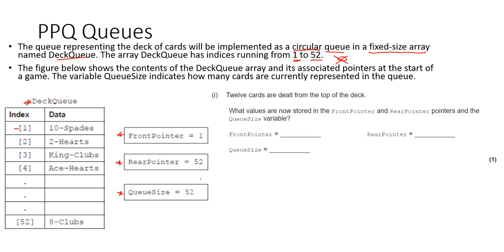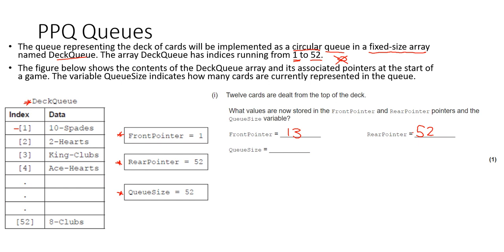So the first part of this question: 12 cards are dealt from the top of the deck. What are the values stored in the front pointer, rear pointer and queue size? This being a queue, we're going to remove from the front. The front is at position 1 and we're removing 12, so our front pointer will then be on 13. Our rear pointer will not change. When removing from a queue, we remove from the front, we don't do anything with the rear.